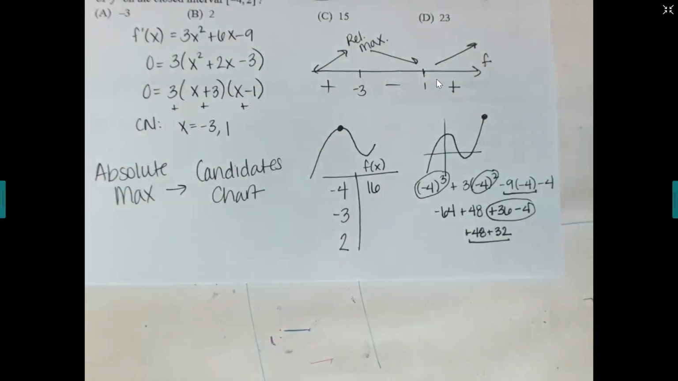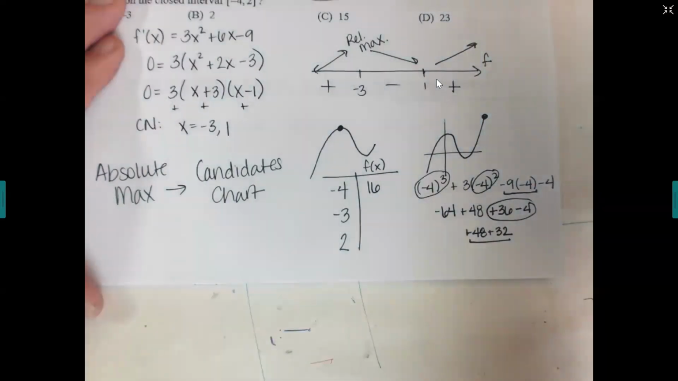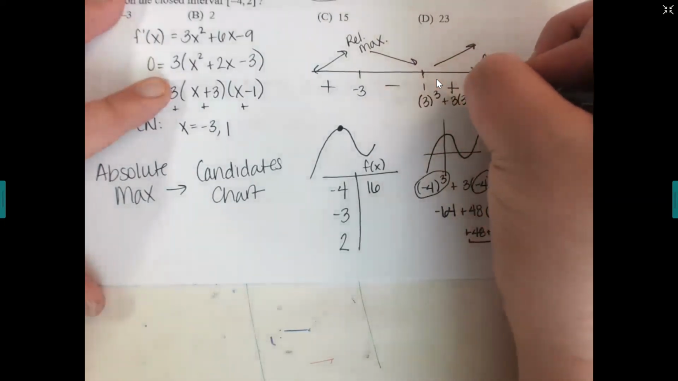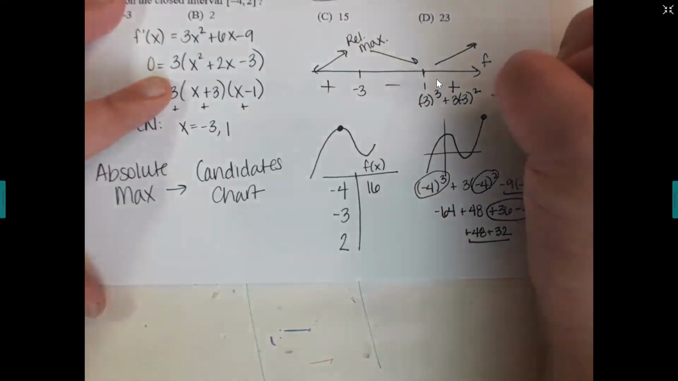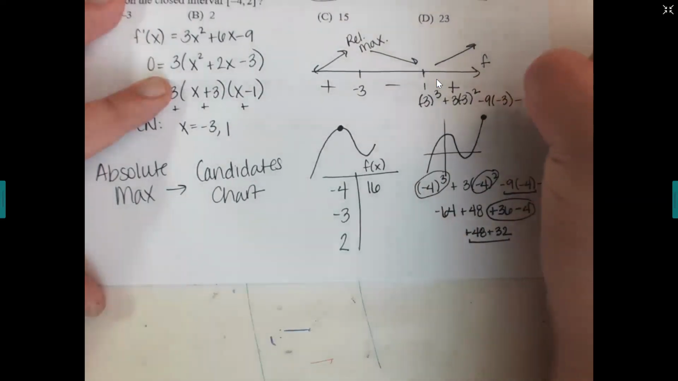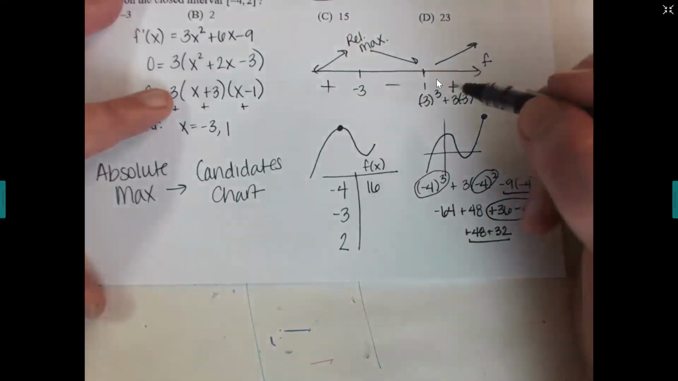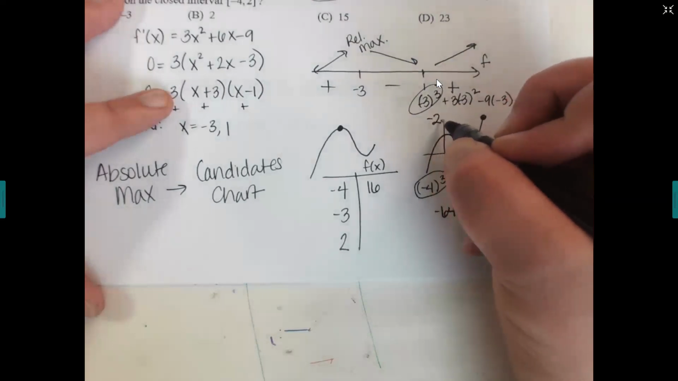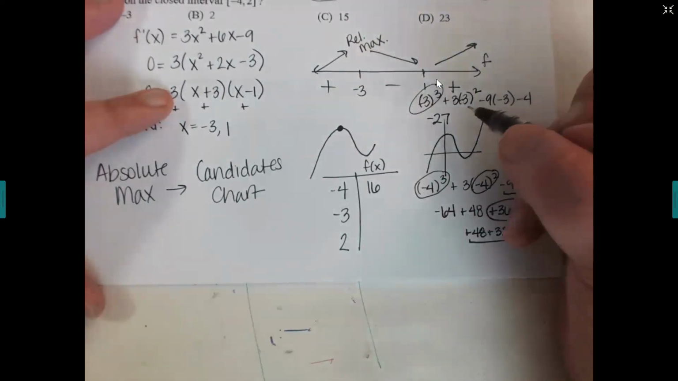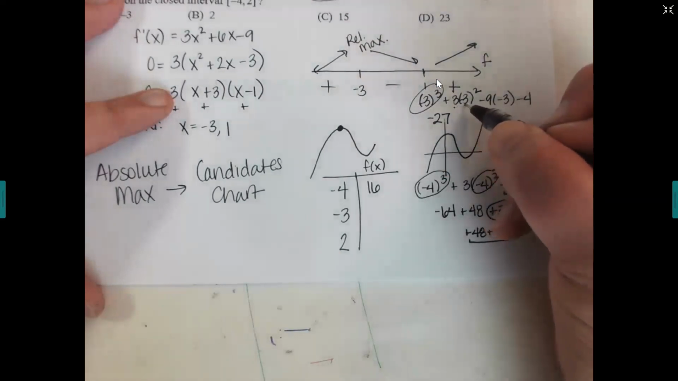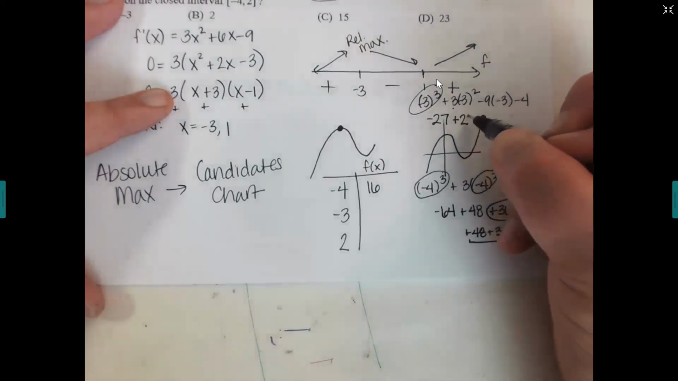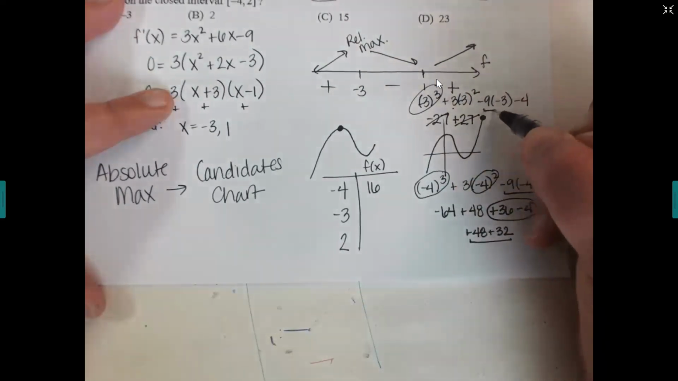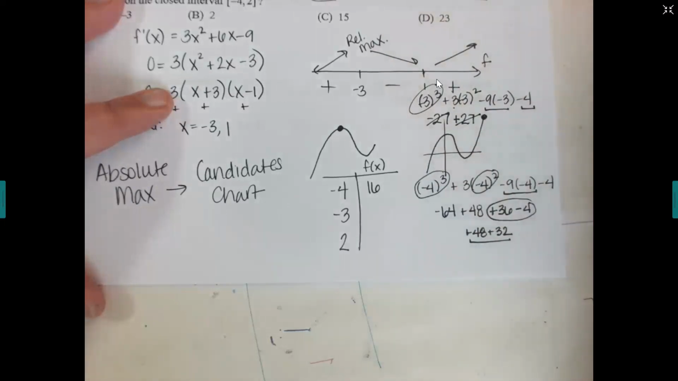Then we're doing the same thing with -3. So I'd have -3 cubed plus 3 times -3 squared, and then minus 9 times -3, minus 4. Oops, this is a -3. That's -27. What about the second one? That's a plus 27. Those cancel each other out basically. So then I just end up with 27 minus 4, which is 23.